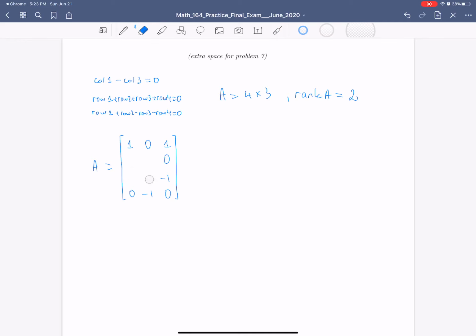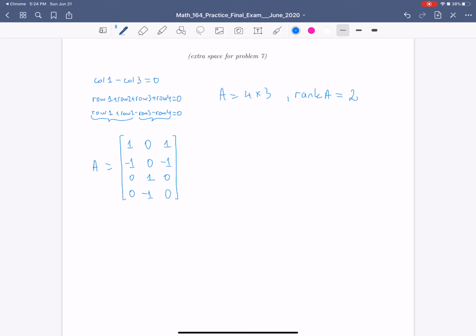So have row 1 and minus row 1. So 1, 0, 1 and minus 1, 0, minus 1. Then my first and second row add up to 0. And then I can have 0, 1, 0, 0, negative 1, 0. So now row 3 and row 4 add up to 0. So I have this is 0, and row 3 plus row 4 is 0. So the sum of the first two rows is the same as the sum of the last two rows. And when I add all four rows, I get 0. So this works.